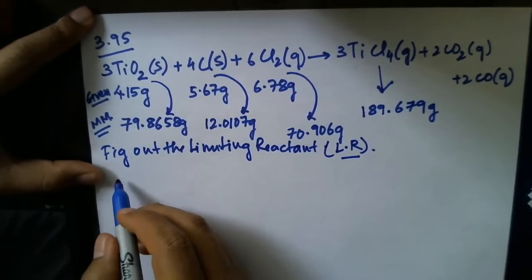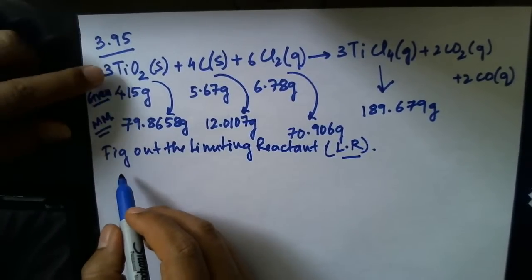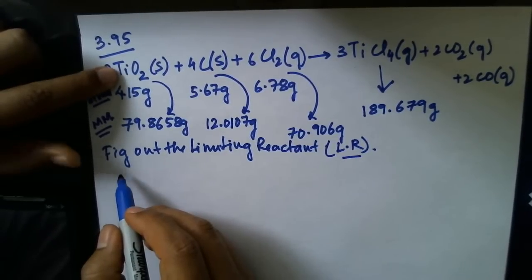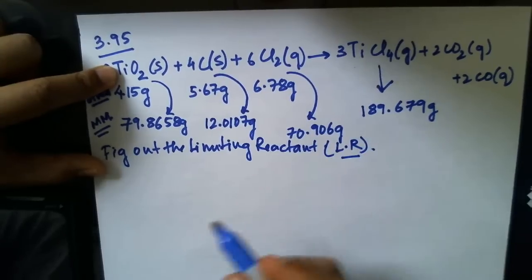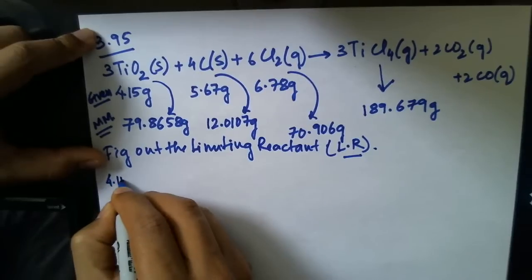So how do you do this? Very simple. You start off with the grams of titanium dioxide that you have. So we're going to choose titanium dioxide. We're going to figure out if this guy is limiting or not first. Okay. So we're going to take this and we're going to relate him with titanium tetrachloride. Okay. So grams of titanium dioxide. So write out the grams given to you.